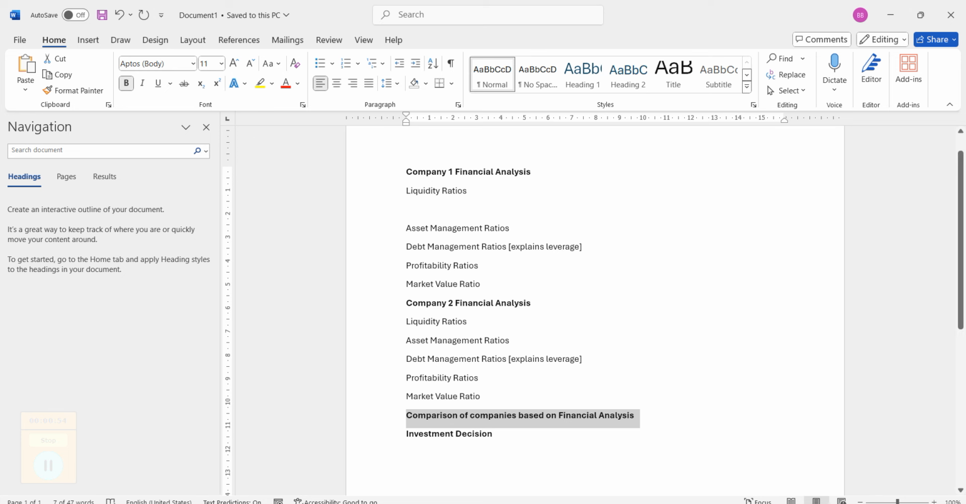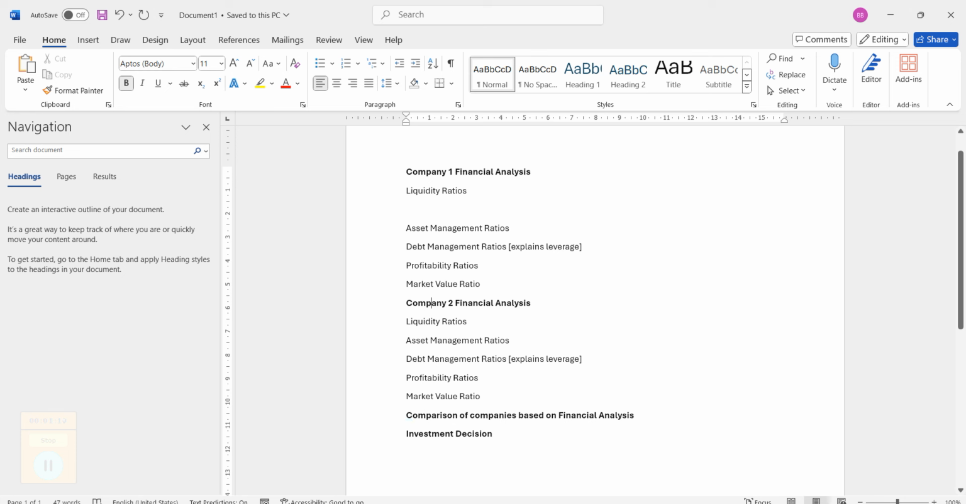Say, for example, this is Amazon and this is Google. Among these two companies, based on the ratios that you have calculated, which company is best for your selection has to be identified. That is the ultimate goal of completing this document.